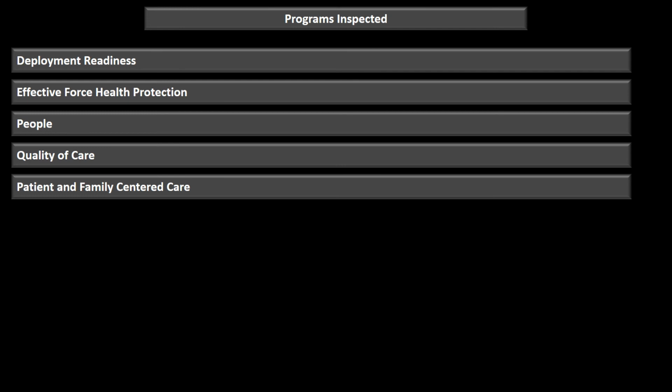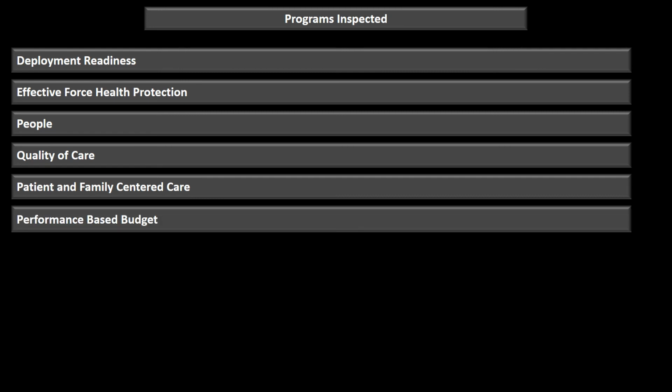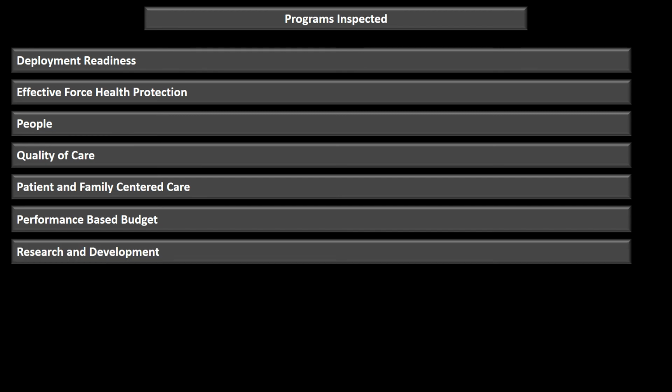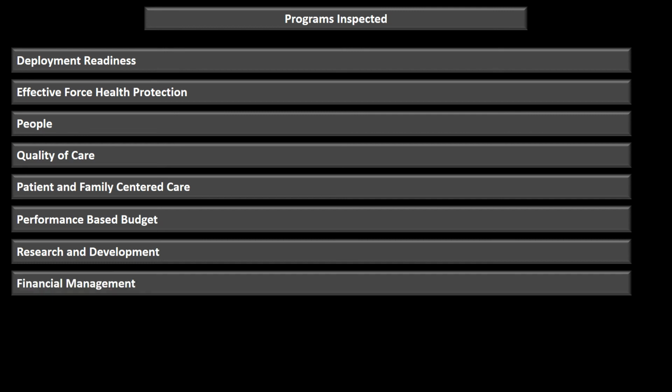They're going to look at your case management program, your customer relations program, your SAPR program, which is sexual assault prevention and response, and then your staff and beneficiary surveys. They're going to look at your budget, right? They're going to look at your performance-based budget. They're going to look at your fraud, waste, and mismanagement program, and then your standard organization compliance. Your research and development. They're going to look at human research protection program, your financial management.